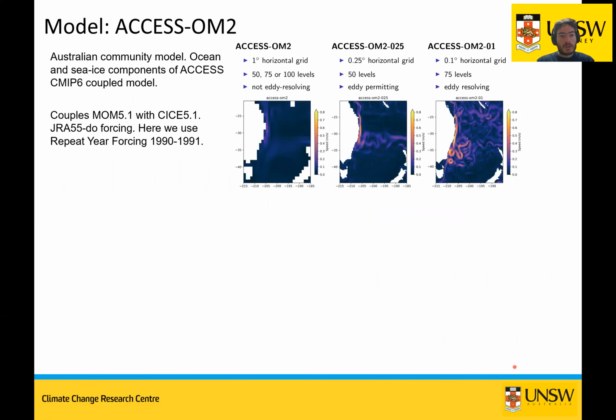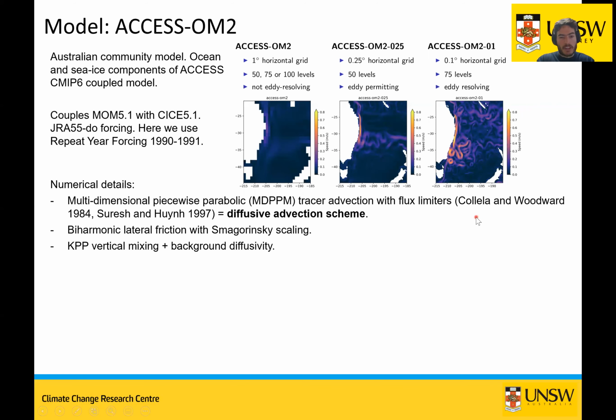So we're going to apply this to a model. This is the Australian Community Ocean and Sea Ice model. It's basically MOM 5.1 coupled to SIS 5.1, and we're just using some climatological forcing. The model is available at 3 different resolutions: a 1 degree coarse, non-eddy resolving version, a 1/4 degree eddy permitting version, and a 1/10th degree eddy resolving version. I'm not going to go through these in detail.